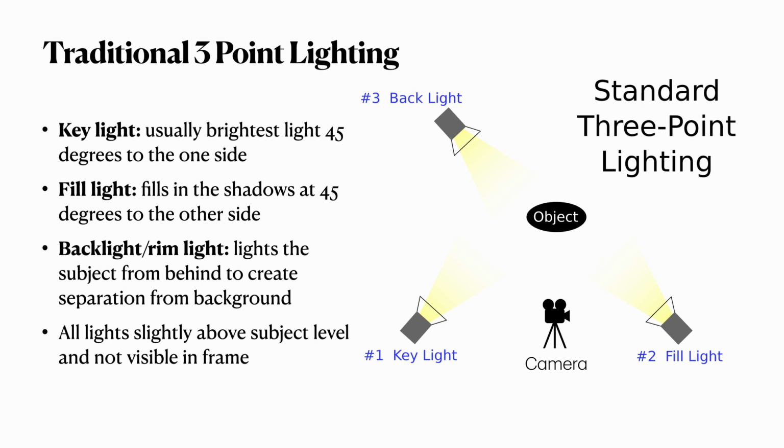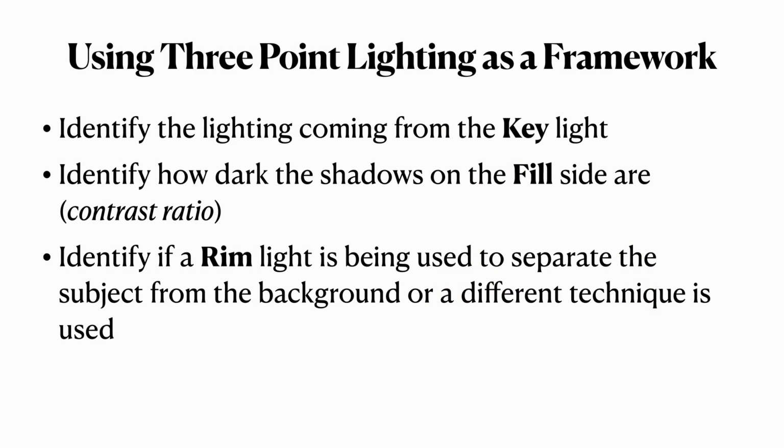And then when we use three-point lighting as a framework for understanding lighting, we're really just trying to identify where the key light is, where's the brightest light coming from, how much or how little shadows are being used on the fill side, opposite of the key light, and then try to identify if there's a rim light being used, where the rim light might be placed, or if there is a rim light even being used at all, or if there's a different technique being used instead to separate the subject from the background and make them clearly stand out from the environment that they're in, so that we have that separation and depth to the image.